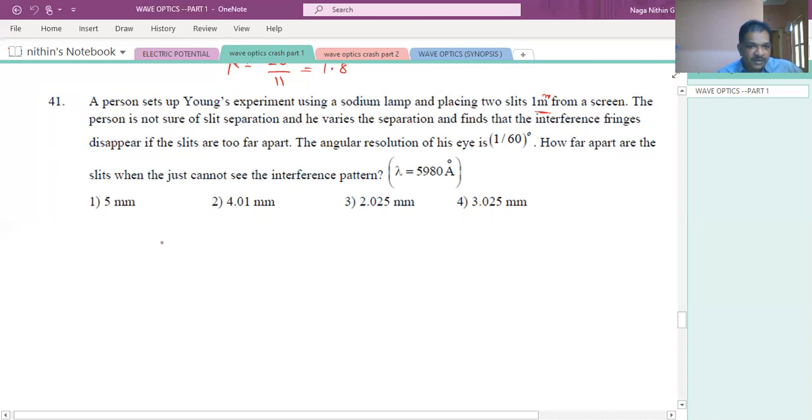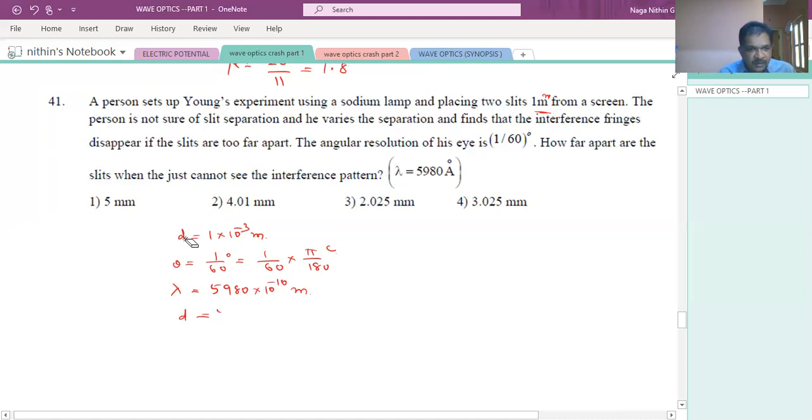What are the given quantities? Small d is equal to 1 mm. And theta value will be 1 by 60 degrees. Convert this into radians: 1 by 60 into pi by 180 radians. Lambda value is 5980 into 10 power minus 10 meter. Then small d value, how much?